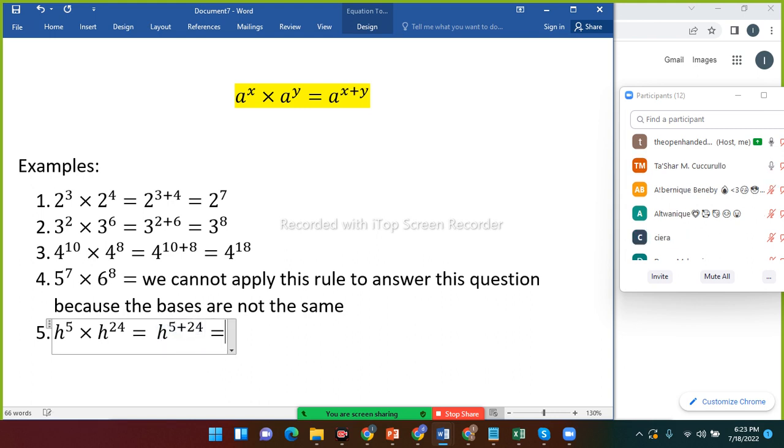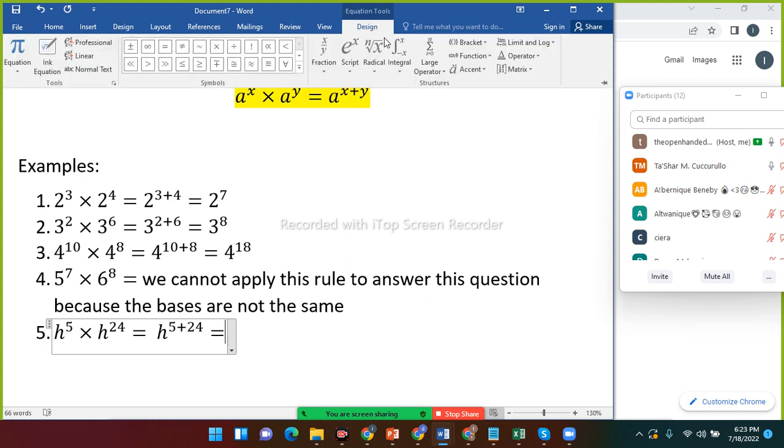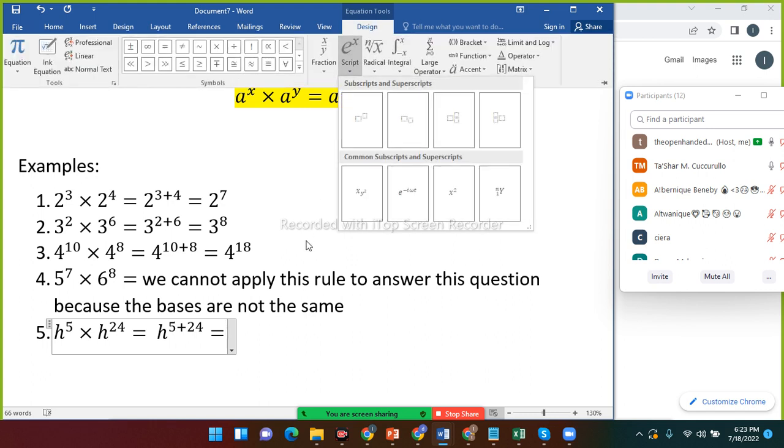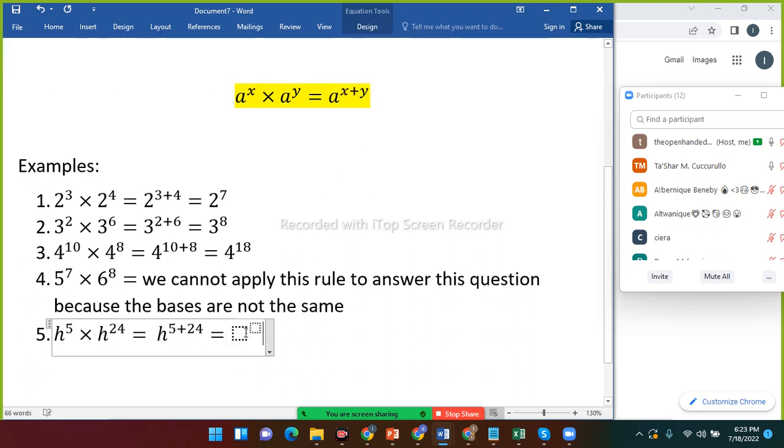So I think we are ready for our exercises. Now these exercises you're going to do on your own at first, and then we are going to do them together. So h to the power of 5 plus 24, which is 29. Good. So those are the examples.